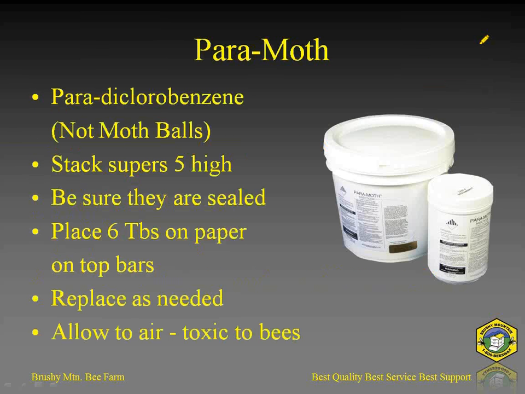All right. The last one in the list is Para-Moth. This is paradichlorobenzene, which is different than a lot of mothballs out there. It smells a lot like mothballs, but mothballs, at least most of them, have naphthalene in them. And naphthalene will remain in the colony, or in the wax, and is toxic to bees. So do not use mothballs that contain naphthalene. Make sure it is paradichlorobenzene.